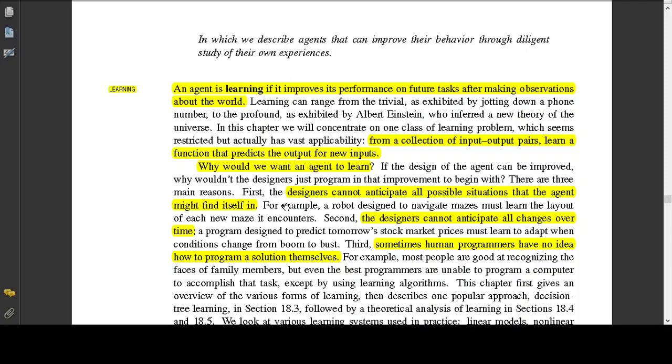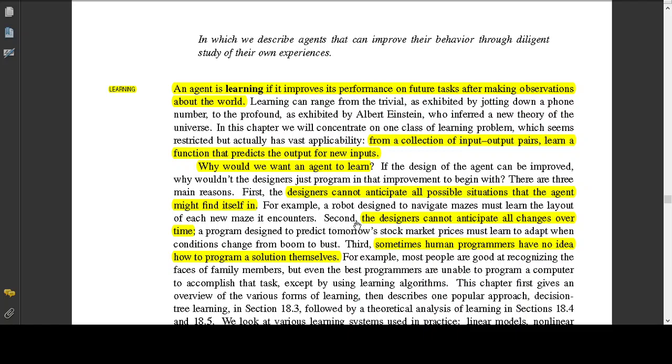So if we have no idea, then how can we train them, or how can we give some predefined rules to them, that if this happens, it has to react like this, or if that happens, it has to react like that. That predefinition is not possible in most cases of artificial intelligence systems. So that is one of the main reasons that we say every AI system has to learn from its experience. The first thing is, the designer cannot anticipate all possible situations that the agent might find itself in. So that is one of the reasons that the agent should learn.